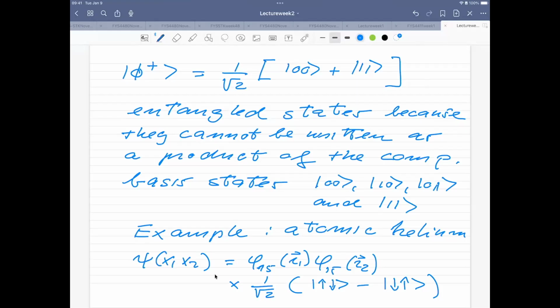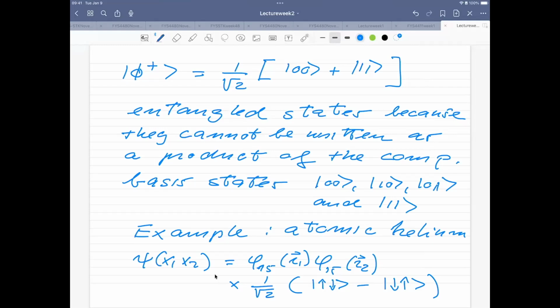Now, you will see that this spin part cannot be written as a tensor product of spin up and spin downs. These are also tensor products of the spin up for electron 1 and spin down for electron 2. This is a wave function which obviously changes sign if you exchange the two fermions. But the spatial part is a product state. The spin part is what we will call, in our new language here, an entangled state, because it cannot be written as a tensor product of spin ups and spin downs.